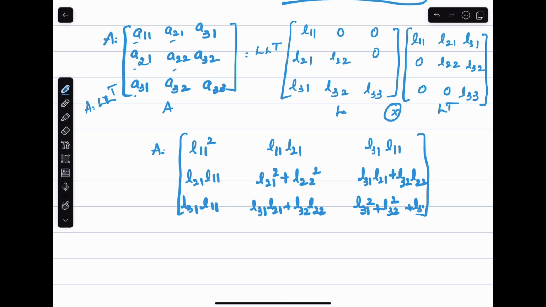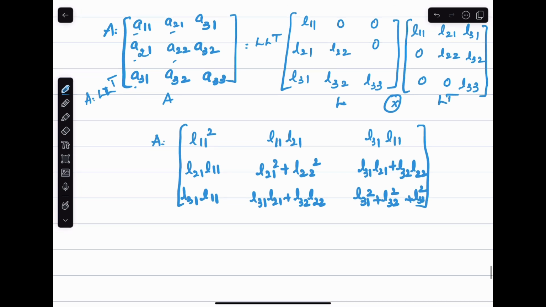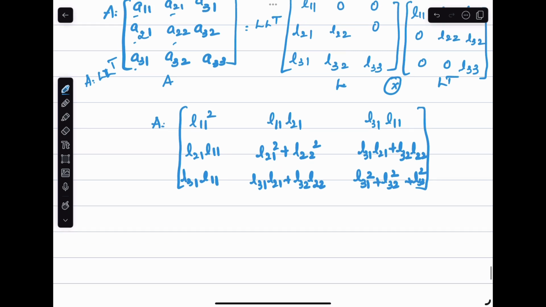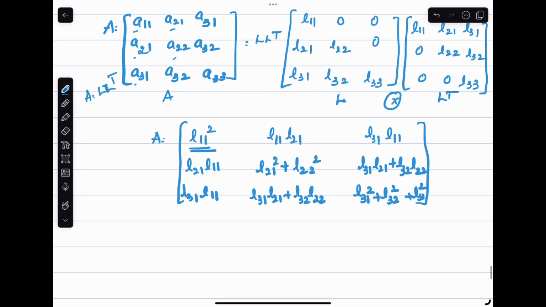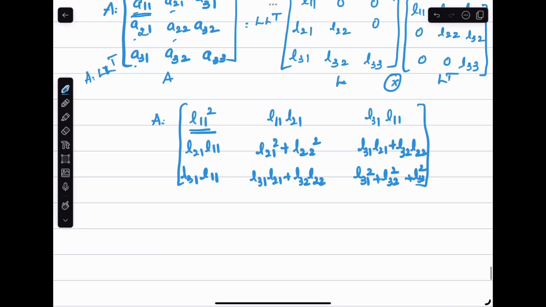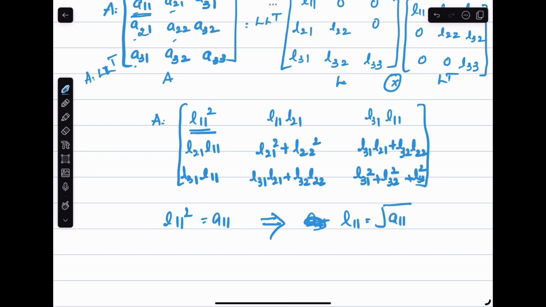Now what we have to do is, once we have found L into L transpose, the first element of L into L transpose should be equated with the first element of the A matrix, which is A11. So L11 square is equal to A11. We have to find L11. So L11 is nothing but the root of A11. Now we have successfully found L11.